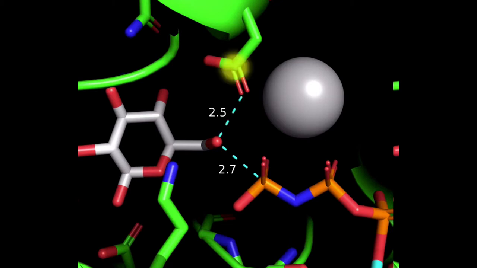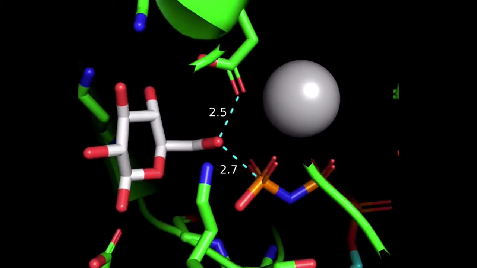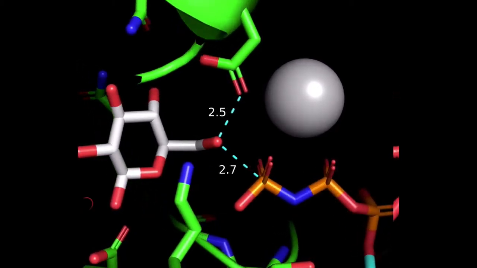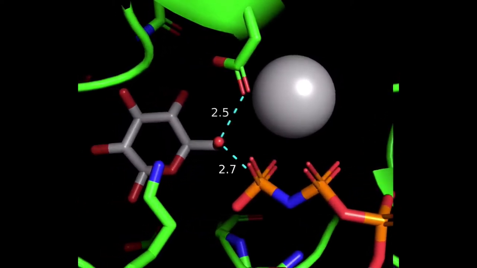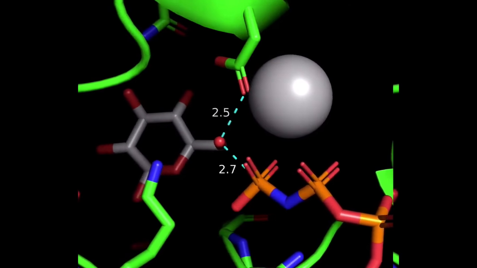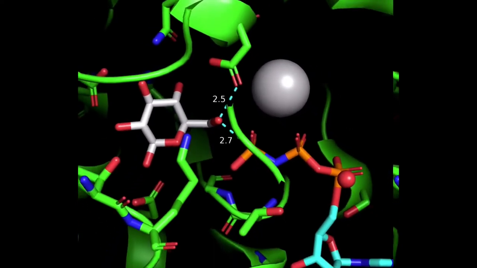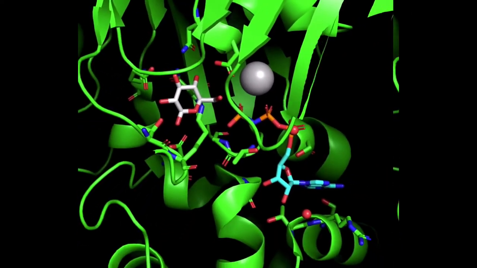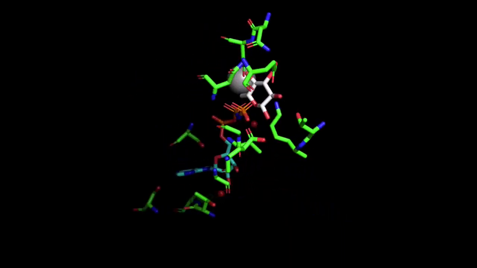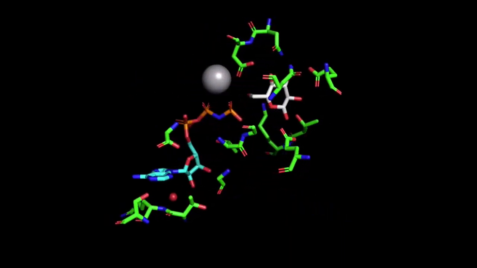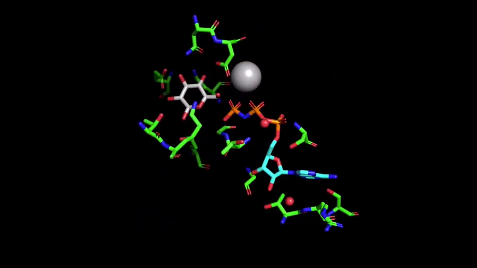Now check out this aspartate residue over here. This is an acidic amino acid and is an anion at biological pH. This is the amino acid residue that accepts the proton off of glucose, which allows it to use those electrons that are left behind to bond to the phosphate group. I want to show you one more way that you might see the active site of this protein rendered. Sometimes for clarity, only the active site residues are shown.